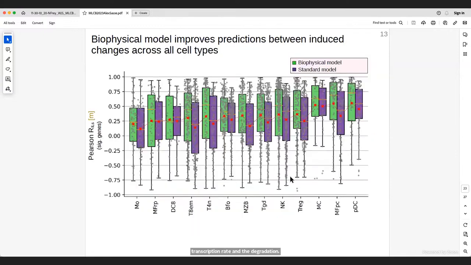And so now when we look at the performance, again, in purple is the standard model that I showed you before that only predicts RNA abundance. And in green, you see the new biophysical model. Here I'm showing you the performance, again the correlation for every cell type across different individuals. And you see that for every cell type, we see significant improvements, especially even for cell types where we already had pretty good performance, like the pDC cells here on the right.